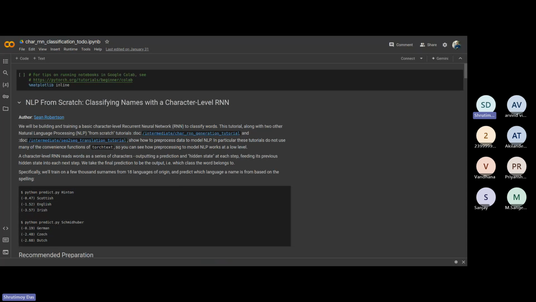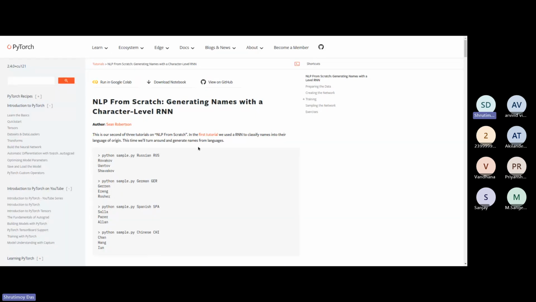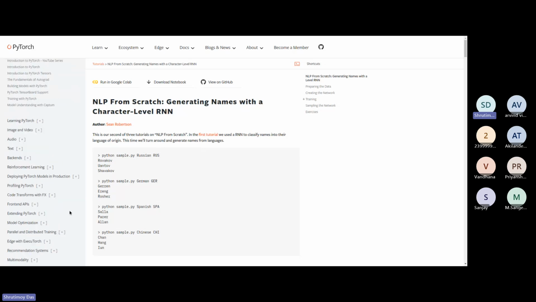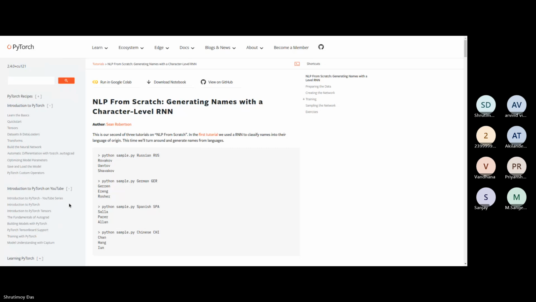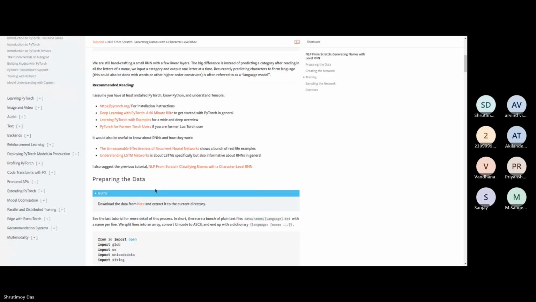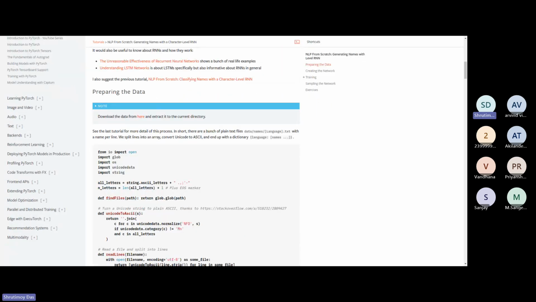Okay, so the task that we have is a text generation task. Suppose someone asks, what are some Spanish surnames? So these are some Spanish surnames. These are some Chinese surnames, and so on. We use a recurrent neural network for this task.